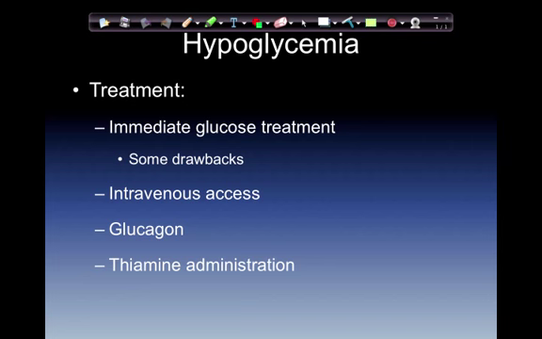Hypoglycemia: immediate glucose treatment. There are some drawbacks to this. If we administer orally, as soon as we administer the glucose orally, the pancreas dumps a bunch of insulin, which may have just decreased our efforts as far as treatment. Intravenous access: because of changes in the venous blood vessels secondary to diabetes, intravenous access can be difficult to obtain sometimes. Glucagon administration, if the patient does not have IV access, or if attempts at IV access cause significant delay in therapy. And then thiamine administration.